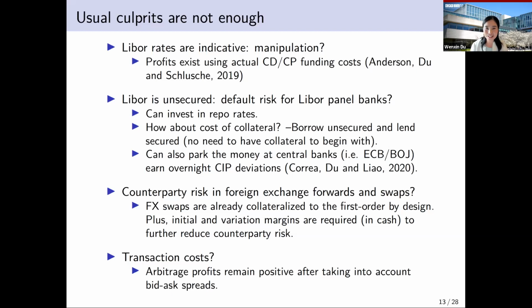Remember, I get dollars today as a borrower, but I post foreign currency as collateral. Plus, on top of this generic first-order collateralization, there's also initial and variation margin required, posted in cash, to further reduce counterparty risk. So the magnitude of counterparty risk is negligible in these markets. And finally, transaction costs we can address easily, just by taking very conservative estimates of the half bid-ask on every single leg, and still arbitrage profits remain.